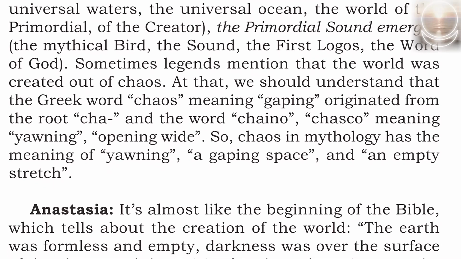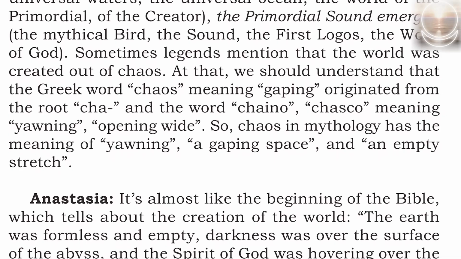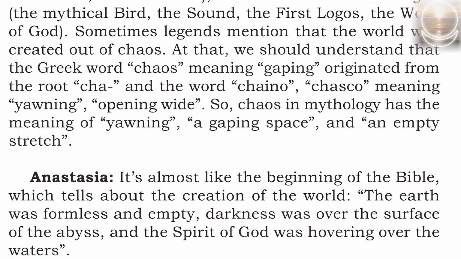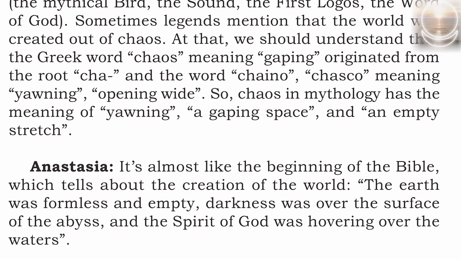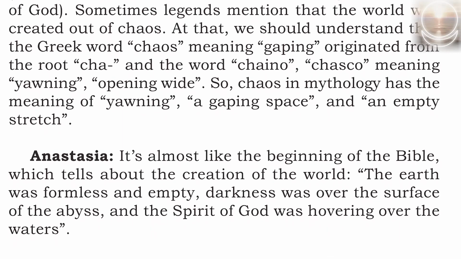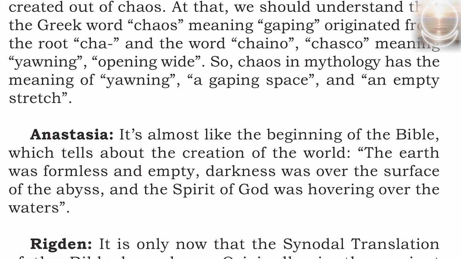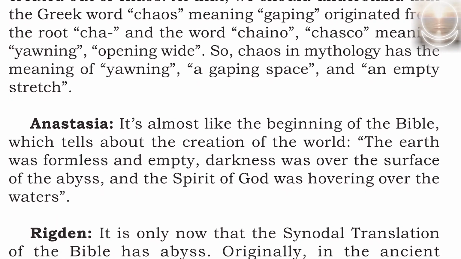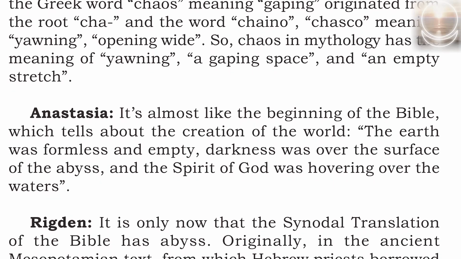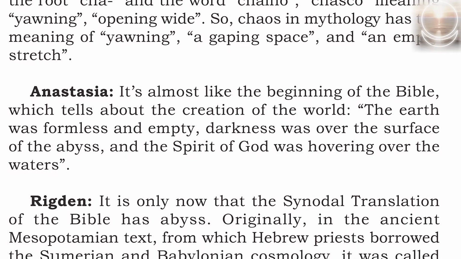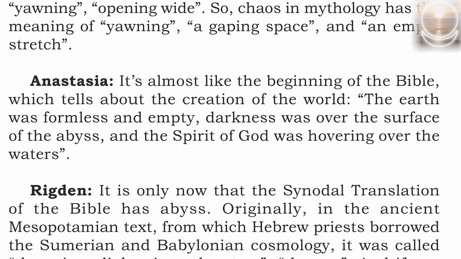At that, we should understand that the Greek word chaos, meaning gaping, originated from the root K and the word kaino, kesko, meaning yawning, opening wide. So chaos in mythology has the meaning of yawning, a gaping space and an empty stretch. Anastasia. It's almost like the beginning of the Bible, which tells about the creation of the world.